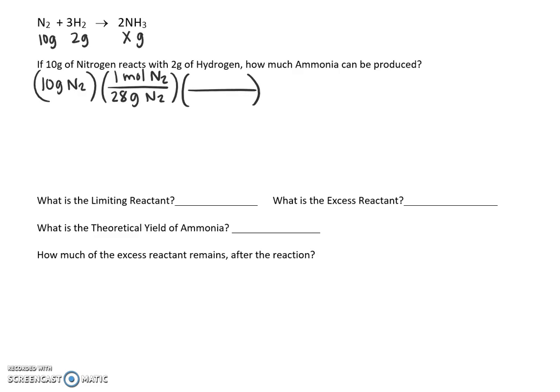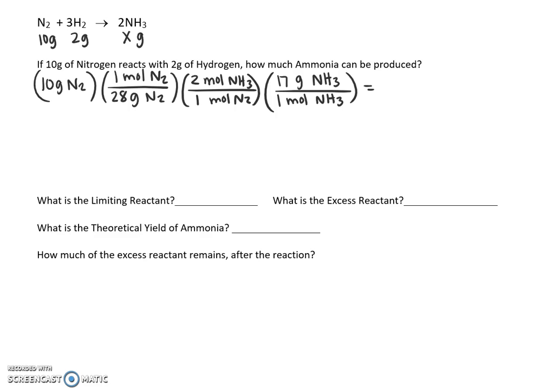In my next bracket, I want moles of N2 to cancel out, and I'm trying to turn it into moles of NH3. I get those values straight from the coefficients in my equation: in front of NH3 I have a coefficient of 2, and in front of N2 I have a coefficient of 1. In my last bracket, for every 1 mole of NH3, I have a molar mass of 17 grams of NH3. That comes from the mass of nitrogen being 14 and the mass of hydrogen being 3. 14 plus 3 gives me 17.